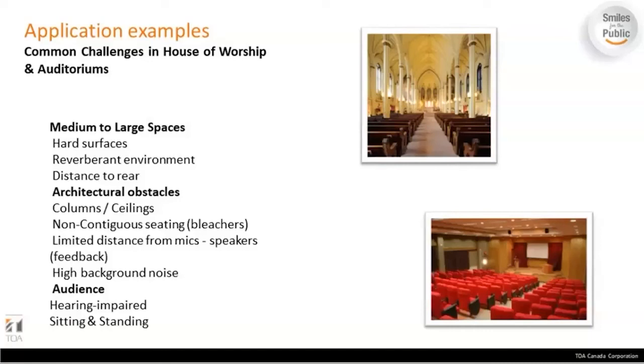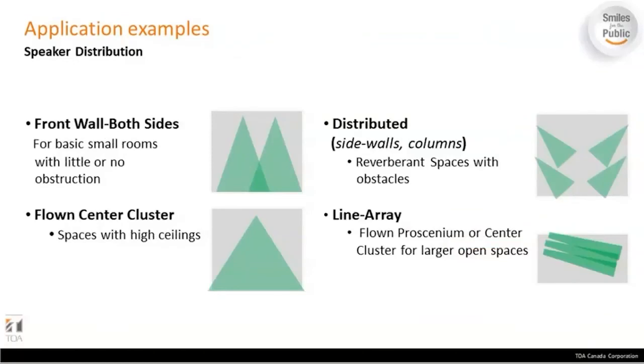Now, coming to the point of speaker distribution, if you look at the image, the green imagery that you can see is for the front wall, both sides. So you have a chapel, you have the prayer area in the middle, and then you fire off left and right two speakers directly into the audience. It could be for a small room, it could be for a big room.